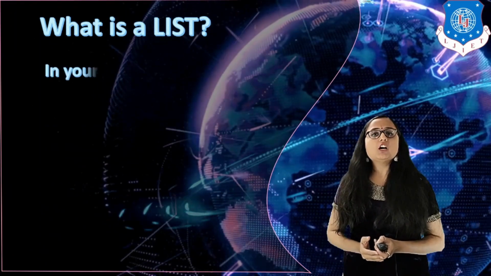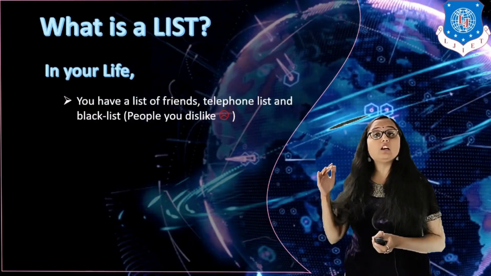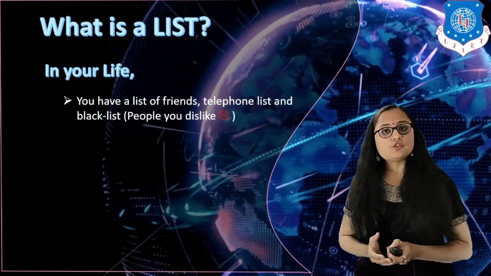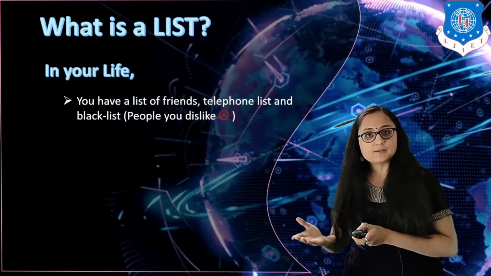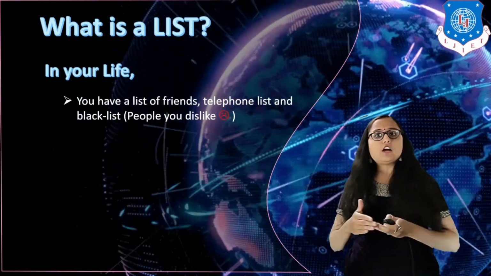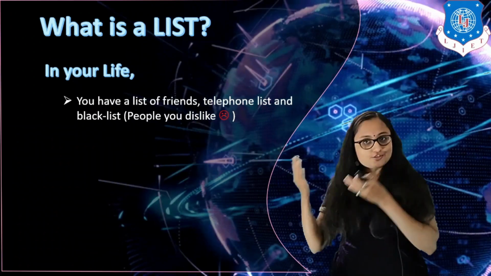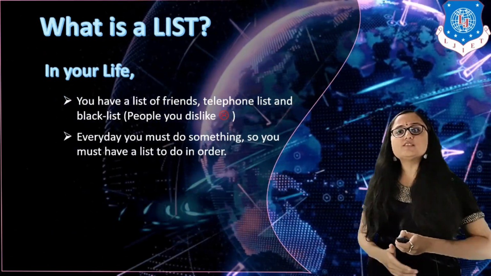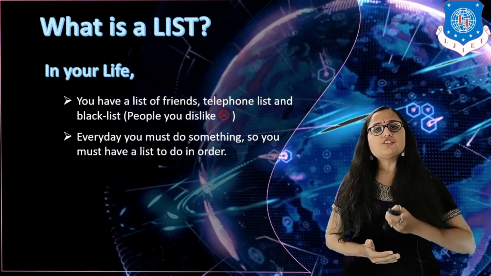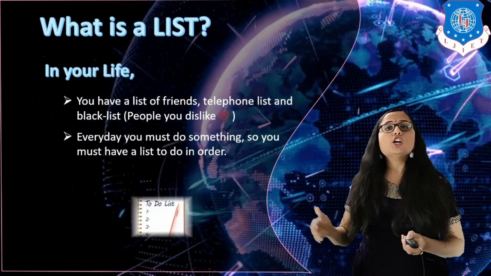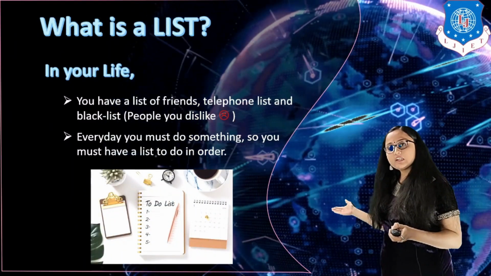a list? Now a list is nothing but, in your life you have different categories which have a sequence in your mind. For example, you have a list of friends, you have a list of telephone numbers, also you have a blacklist. That means you have a list of people whom you dislike. So basically you also have a to-do list. A to-do list is something which you must do today and that has a particular order. Okay, so that is a list in your real life.